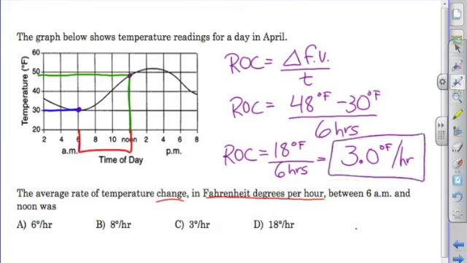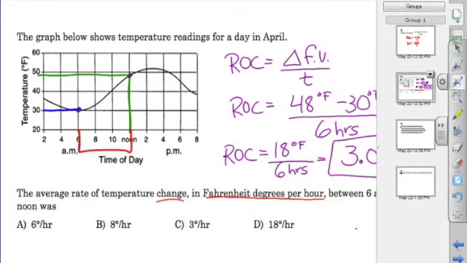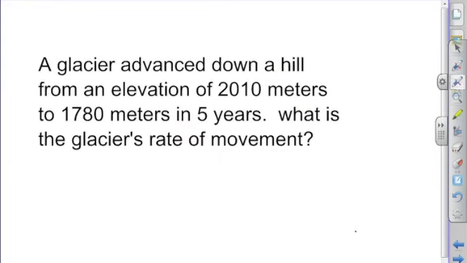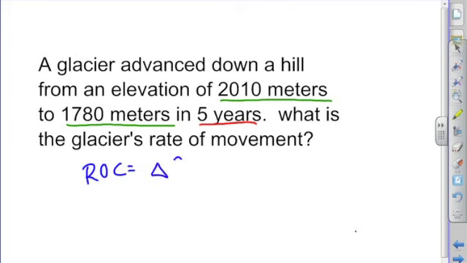So a very easy application of the rate of change formula. Another type of question that you might need to use this formula for is just a straight word problem. For example, a glacier advanced down a hill from an elevation of 2,010 meters to 1,780 meters in a total of 5 years. What is the glacier's rate of movement? Let's break out the rate of change formula. ROC equals change in field value over time.